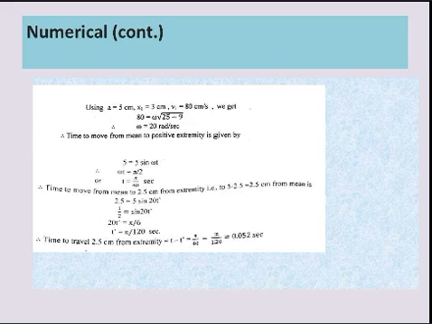The time to move from mean to 2.5 centimeter from extremity, that is 5 minus 2.5, that is 2.5 centimeter from the mean. So we will back substitute. 2.5 is equal to 5 sin omega t, that is 20 into t dash, the new time. When you solve, you get t prime is equal to pi by 120 second. And the time to travel 2.5 centimeter from extremity, that is t minus t prime, is equal to pi by 40 minus pi by 120, which gives us 0.052 second.